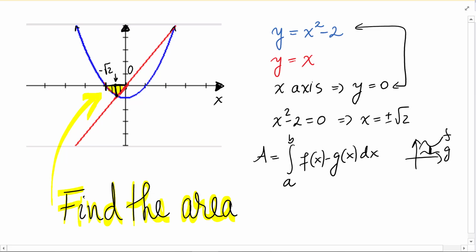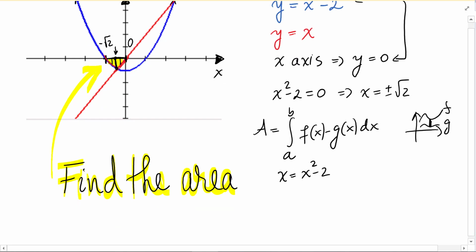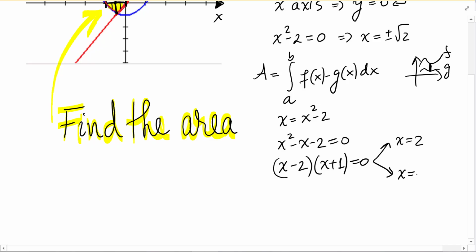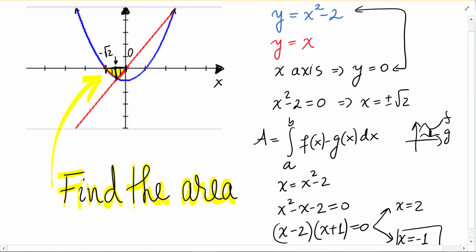And I want to find out what is this coordinate here. That's my goal. In order to do that, I'm going to set x equals x squared minus 2, or x squared minus 2 equals x. So we are finding the point of intersection between the blue one and the red one. So this means x squared minus x minus 2 equals 0. We can factor it into x minus 2 times x plus 1 equals 0, or we can use the quadratic formula, and we get x equals 2 or x equals negative 1. And obviously, negative 1 is the correct one for our problem because we are on the negative side.